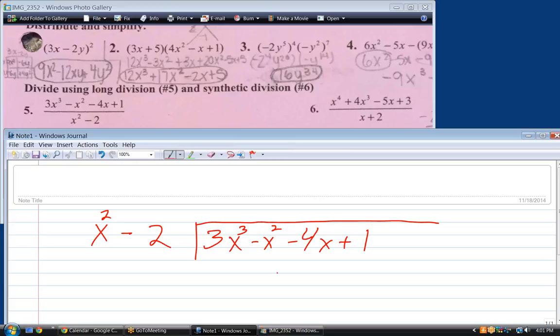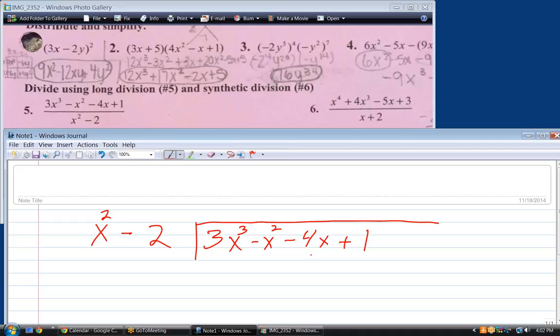First of all, if we are missing a degree of x, then we have to put in a dummy variable. In other words, suppose we didn't have that term right there. We would need to put in a plus 0x in order to do the long division. Okay, so always remember that. And that's true whether you're doing it synthetically or not. Well, this is minus 4x.